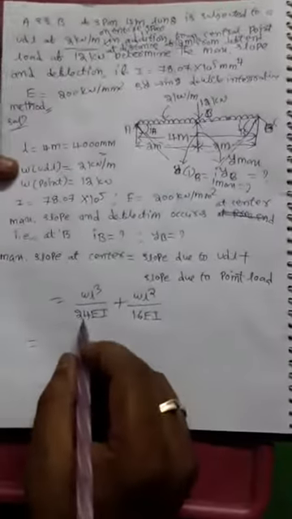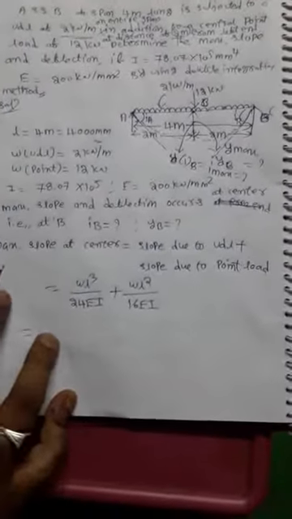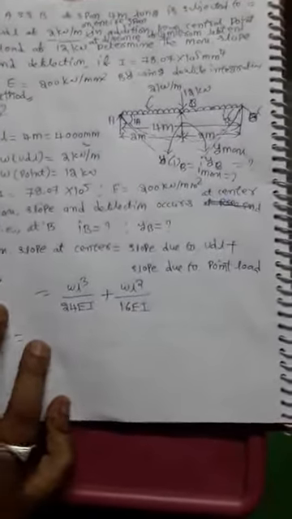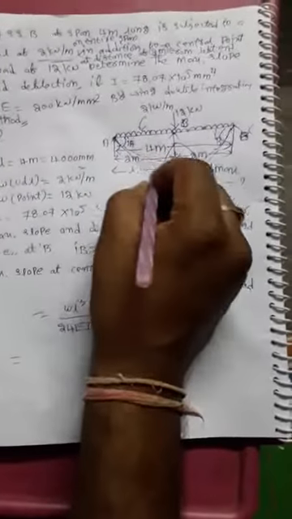So by using these formulas, we are going to find the maximum slope at center. For the point load, this is the distance L1. Here in the formula, L is 4 meters. L is also 4 meters for the UDL, and the UDL load is 2 kilonewton per meter.